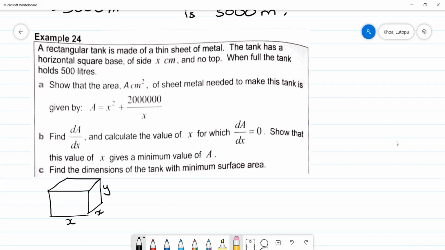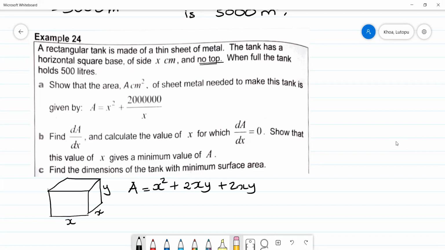So here we have the front, the back, the two sides, and the bottom. It says that there is no top. Okay, so we don't count the top. So our total area is given by the base, the bottom, which is x squared. The front is xy. The back is also xy, so I have 2xy. That's the front and the back, and then the two sides are also xy, so it's 2xy.